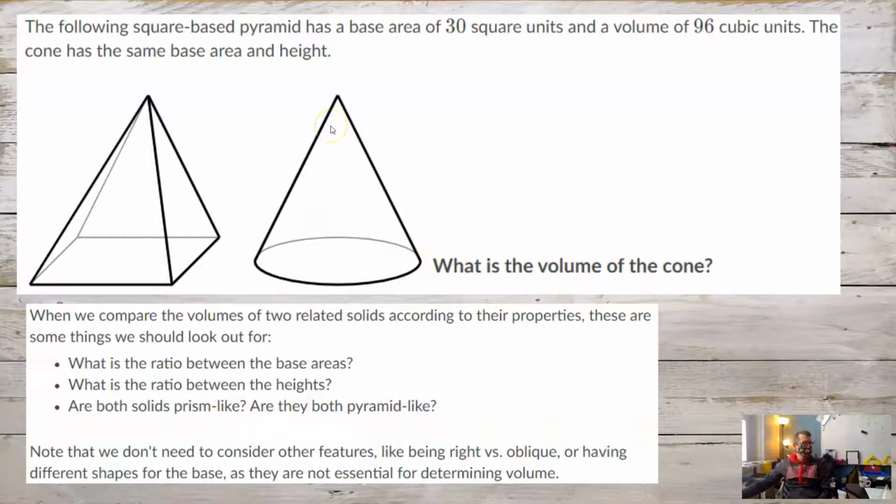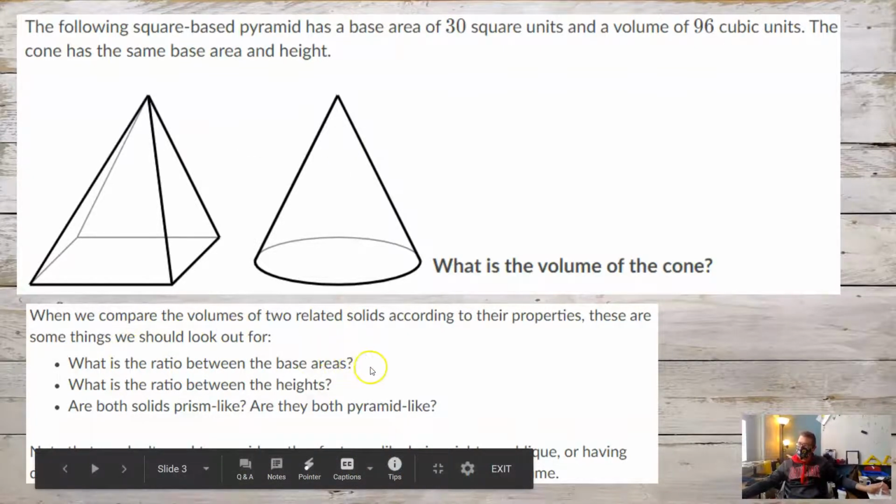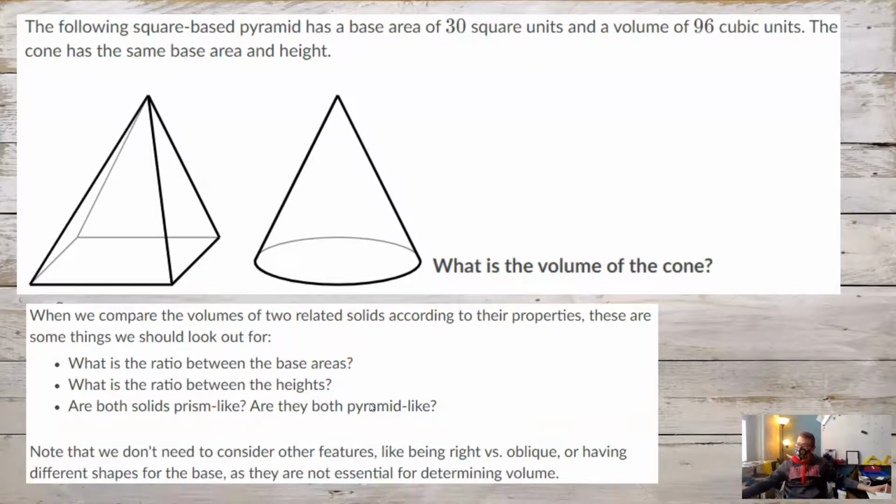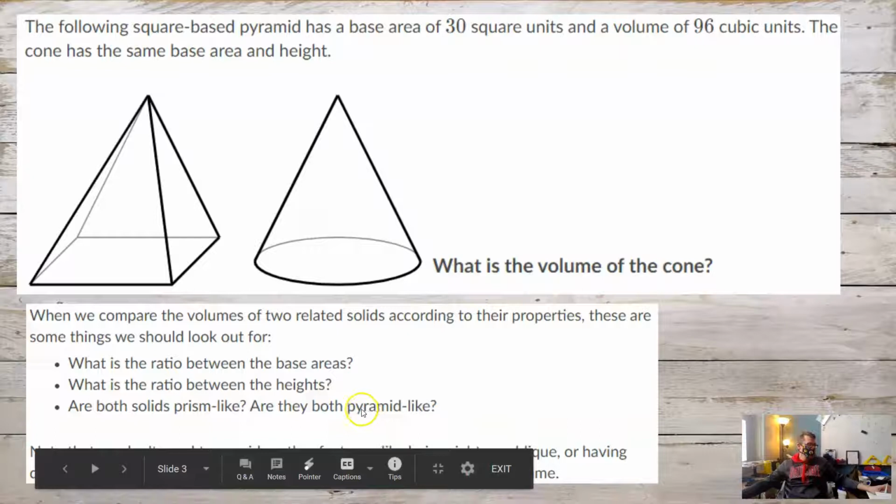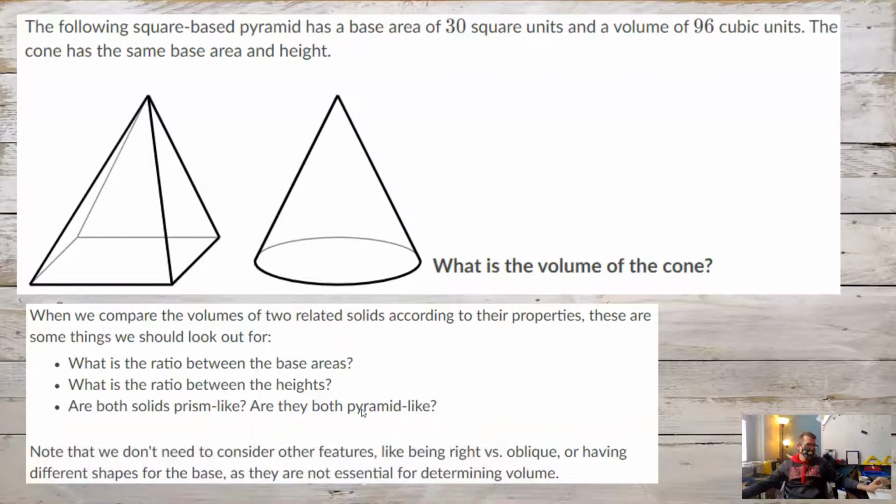When we're doing volume comparisons, just to make sure that we cover all this stuff before we move on, because I should have already talked about this before we dove into the formula sheet. What do we look for? Ratios between base areas, because that's what is going to tell us if they are the same. Ratios between heights, because again, if our base areas and our heights are the same, then our volumes are going to be the same. And are they both similar shapes? So a pyramid and a cone are similar shapes, but a pyramid and a prism share that ratio.